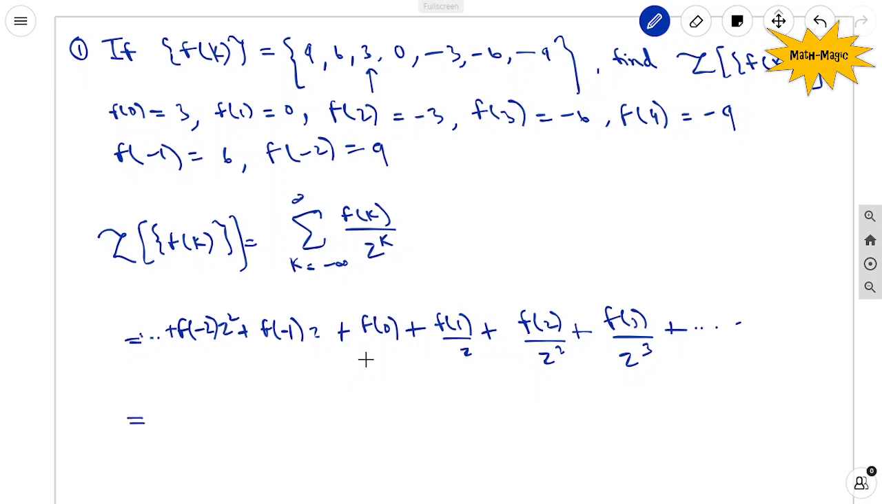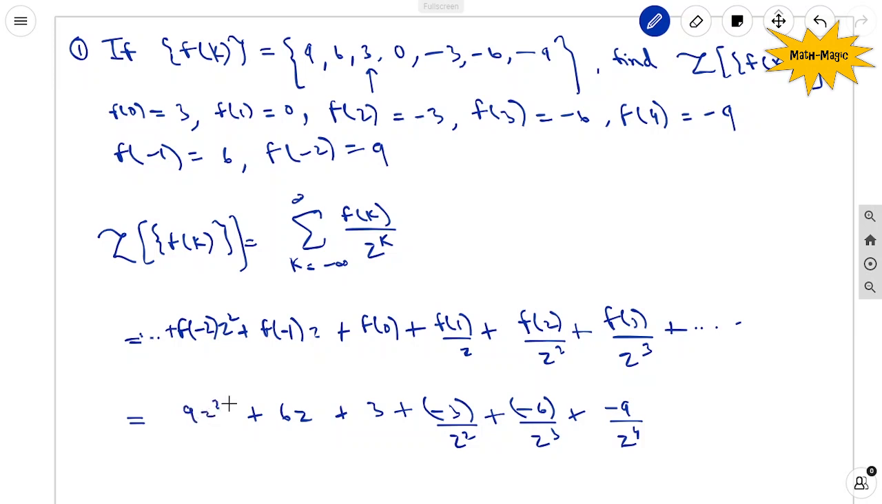So f of 0 is 3 plus f of 1 is 0, so 0 by z will be 0. F of 2 is minus 3, so it's minus 3 upon z square, plus f of 3 is minus 6 upon z cube, plus f of 4 is minus 9 upon z raised to 4. Then on this side we have f of minus 1 which is 6 into z plus f of minus 2 which is 9 z square.